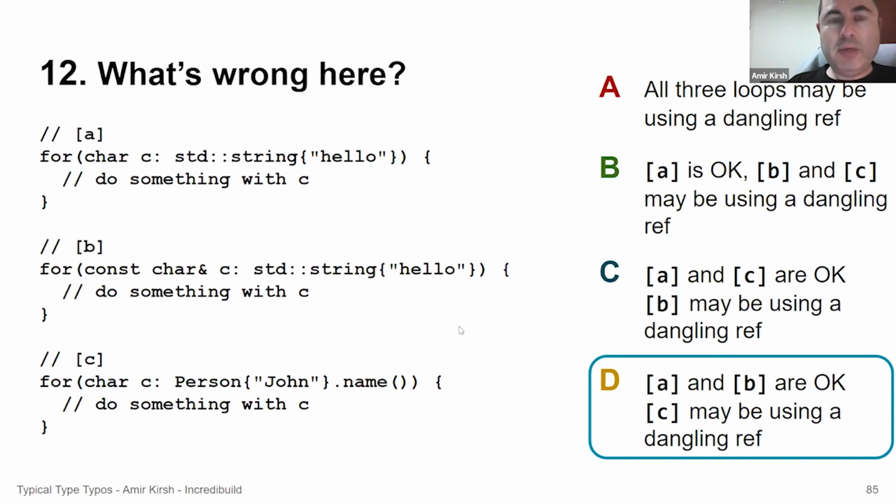So you have to remember, if you loop over a temporary, that's okay. You may want to change it, but that's okay. If you loop over something that results from a temporary, like in C, that's not okay.